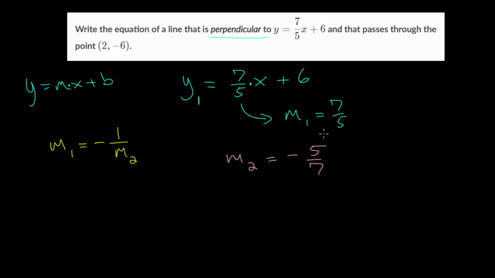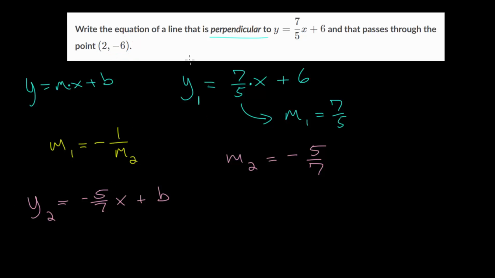So we just flip the fraction and make it negative to find the slope of a line that's perpendicular to that. So now we have the slope, and there are two ways to approach this. If we want, we can use slope-intercept form, or we can use point-slope form. So if we want to use slope-intercept form, we would start by writing out what we know about the equation of the line. This would be y2 is equal to minus 5/7 x plus b, since we don't know our y-intercept. That's what we can figure out with this point.